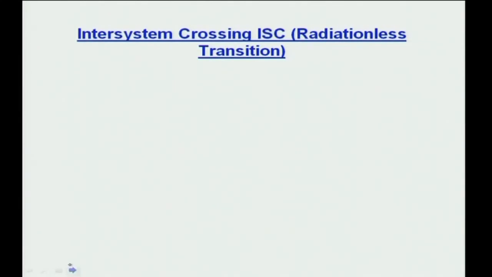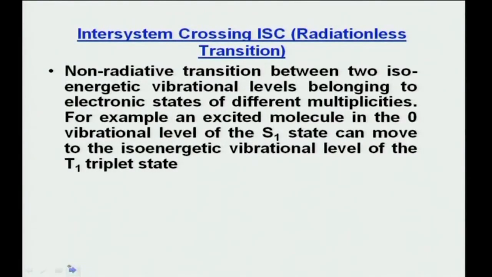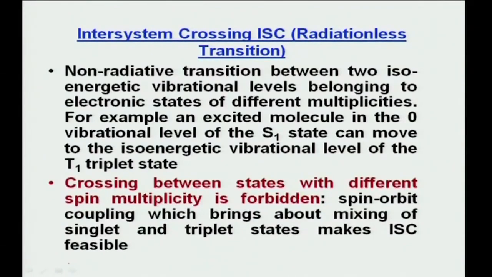And we talked about the characteristic time. So the inter-system crossing is a non-radiative transition between two isoenergetic vibration levels belonging to electronic states of different spin multiplicities. For example, an excited molecule in the zero vibrational level of the S1 state can move to the isoenergetic vibration level of the T1 triplet state. So this is again a key word, isoenergetic vibration level.